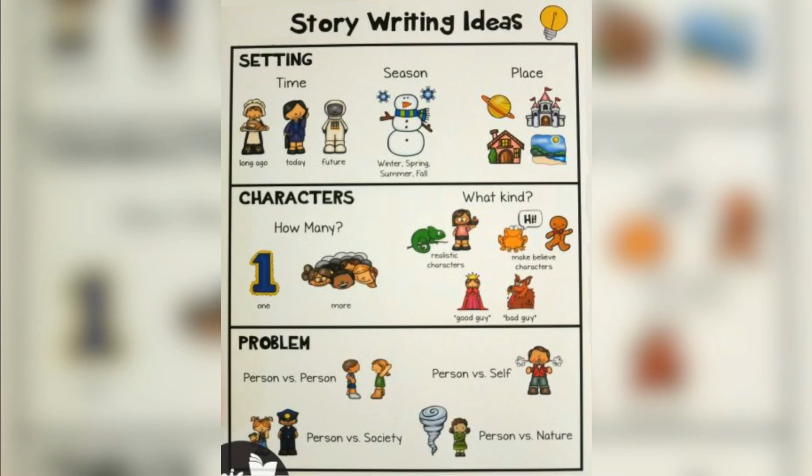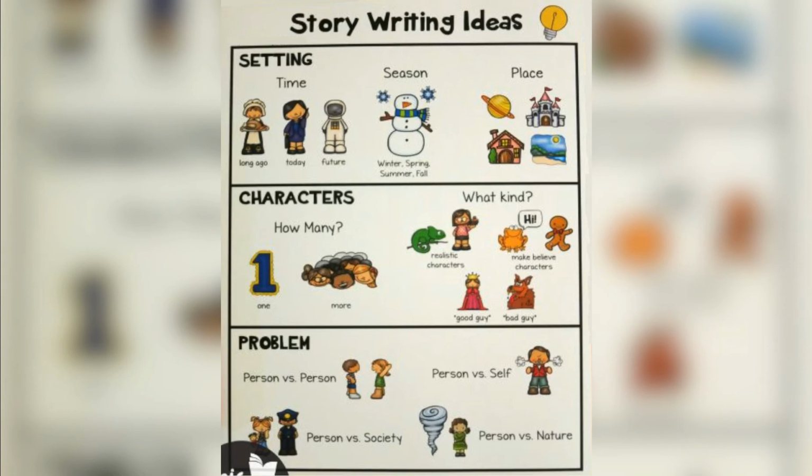Now look at this picture, and here you can find the main elements of any story, any short story. So again, it's a setting, time, season, and place where something is going on. So it can be like long time ago or today or maybe in future, and any season of the year, and also any place. Place can be changed. Now, when we choose our characters, we may choose one, or there can be many characters, and what kind of characters they are.